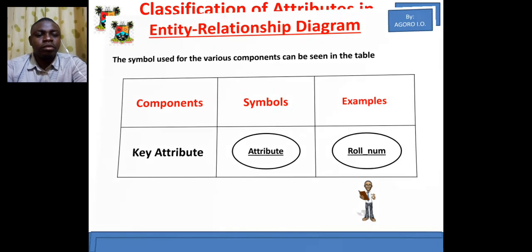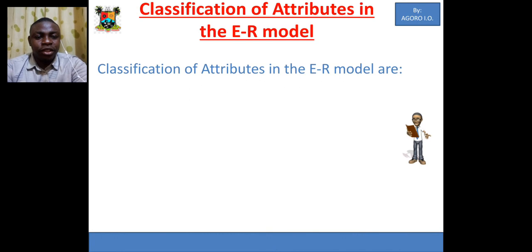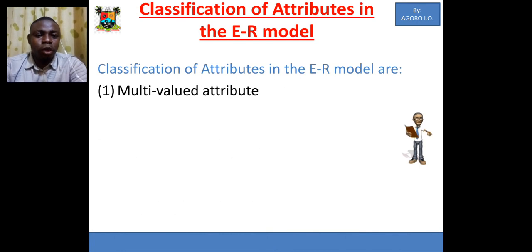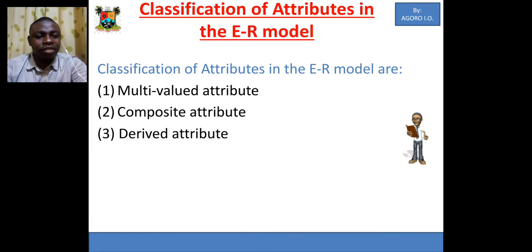Now let's look at the classification of attributes in the ER model, the way we classify our attributes. The classification of attributes in the ER model are: 1. Multi-valued attributes, 2. Composite attributes, 3. Derived attributes. Now let us look at this classification of attributes in the ER model one after the other.